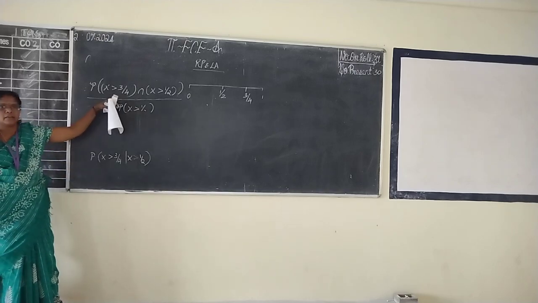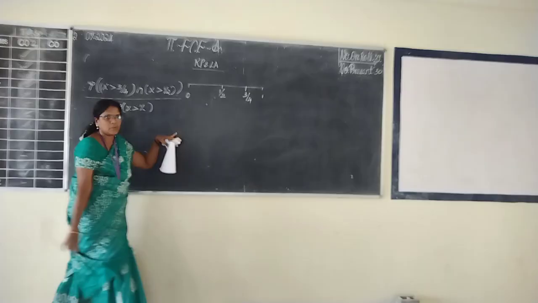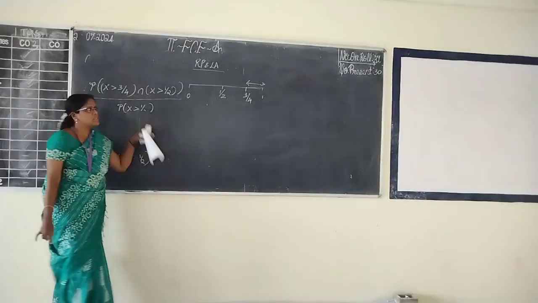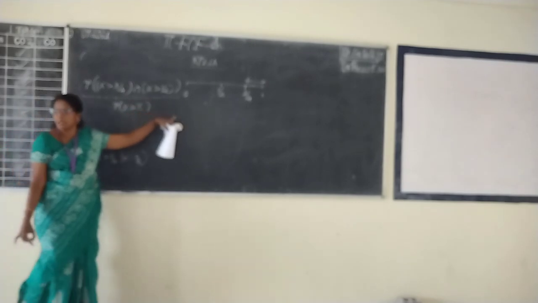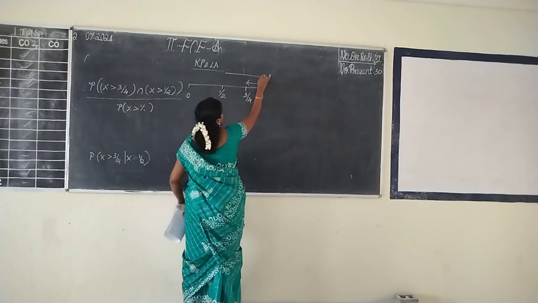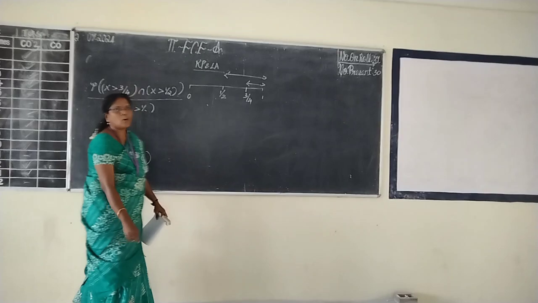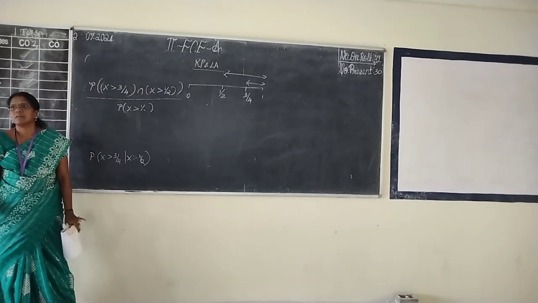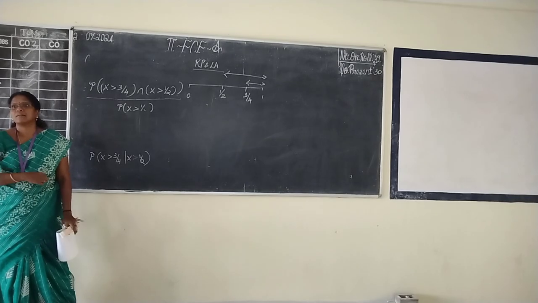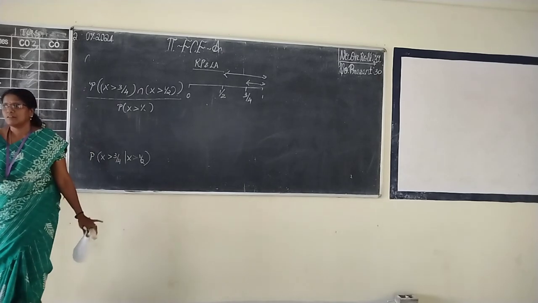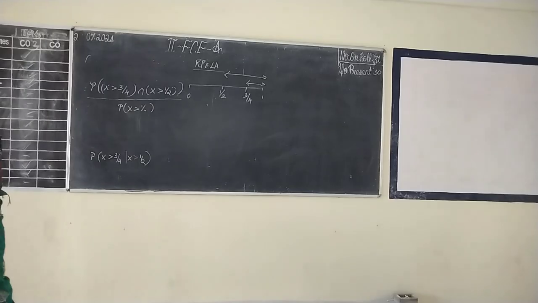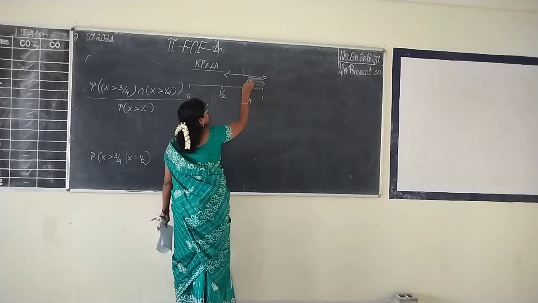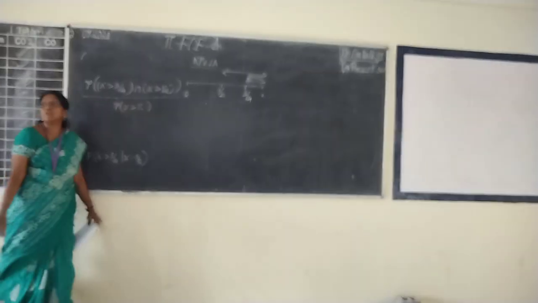What is the first one? X greater than 3 by 4. Greater than 3 by 4 means 3 by 4 to 1. What is the second one? Greater than 1 by 2. Greater than 1 by 2 means 1 by 2 to 1. What is the common part? 3 by 4 to 1. So what is the range? 3 by 4 to 1.